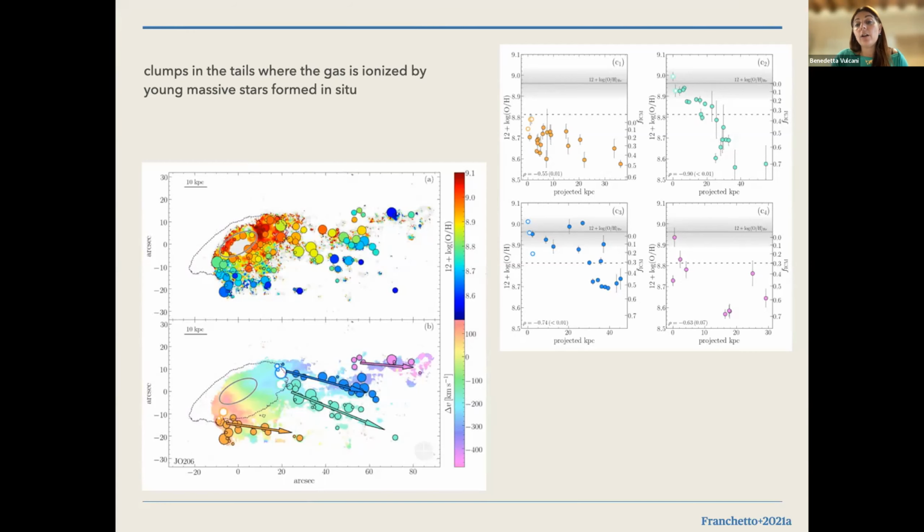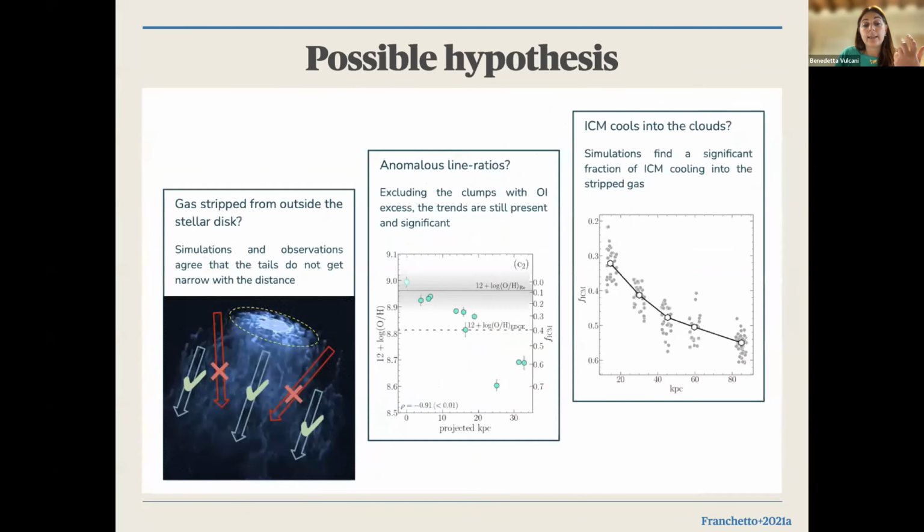And we see that overall, there is a strong negative slope of this gradient. This gradient is very negative, and it's much steeper than the typical gradients that you observe in the disk of the galaxies. So we really want to understand why these gradients are so negative, and they were never seen in the literature. So we have three working hypotheses that we can test.